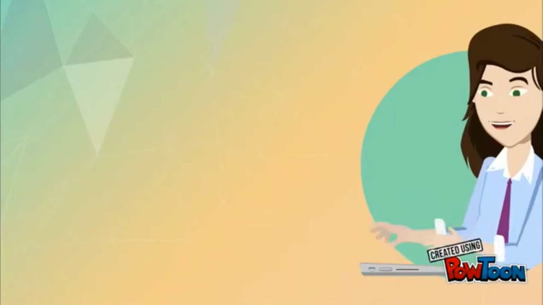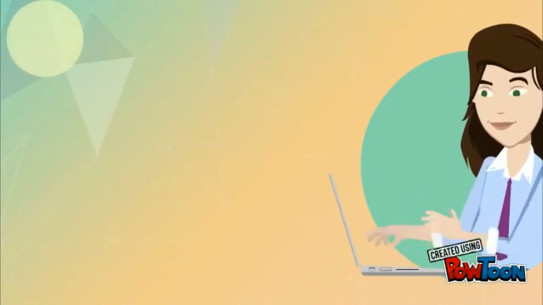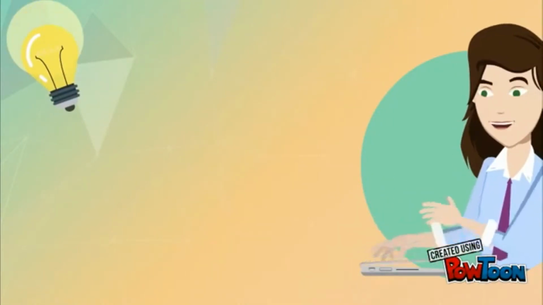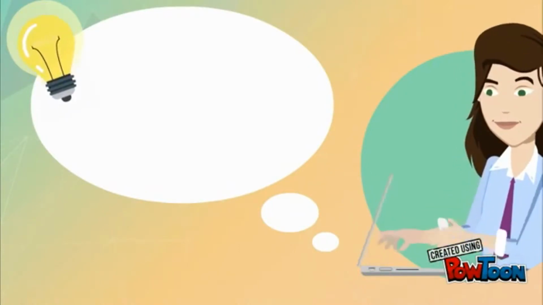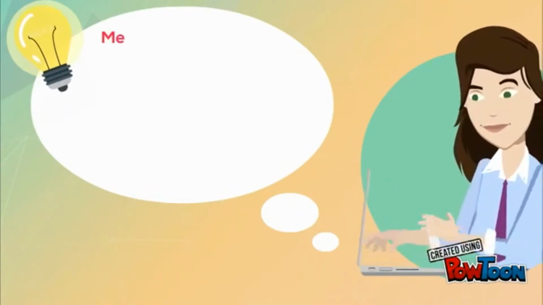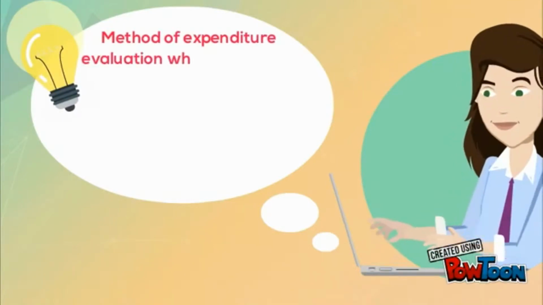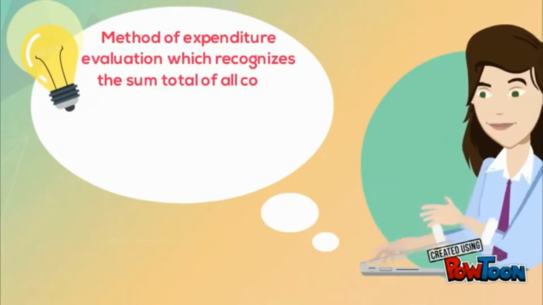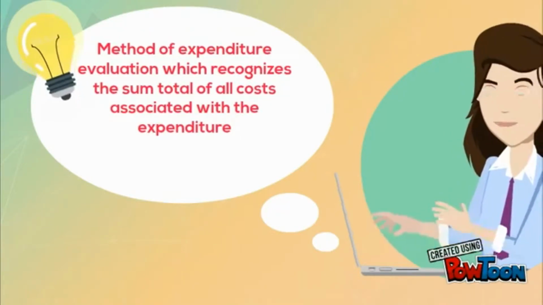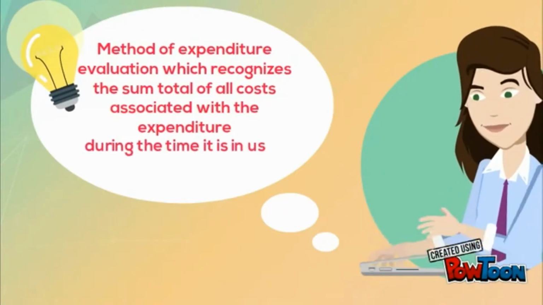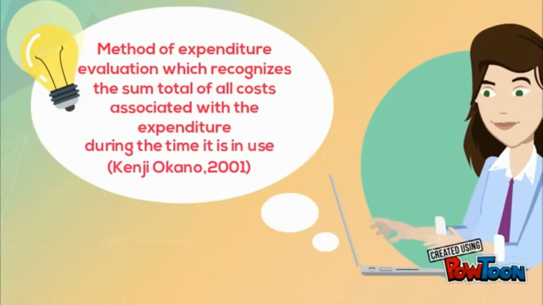First of all, we need to know about the definition of life cycle costing. According to Kenji Okano in 2001, it can be defined as a method of expenditure evaluation which recognizes the sum total of all costs associated with the expenditure during the time it is in use.